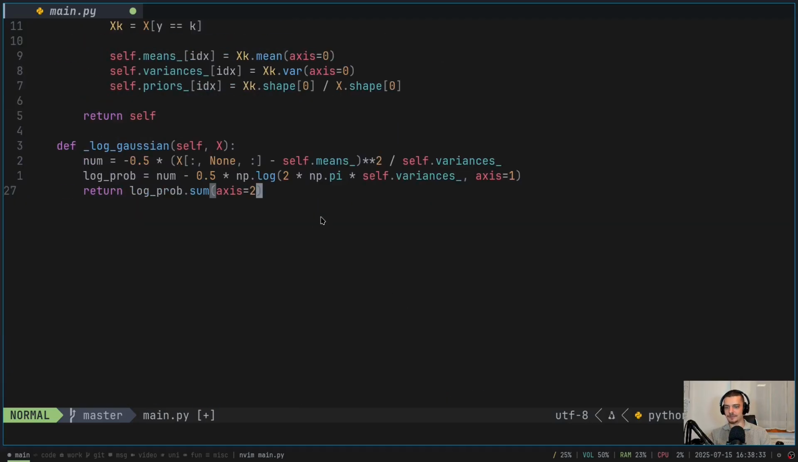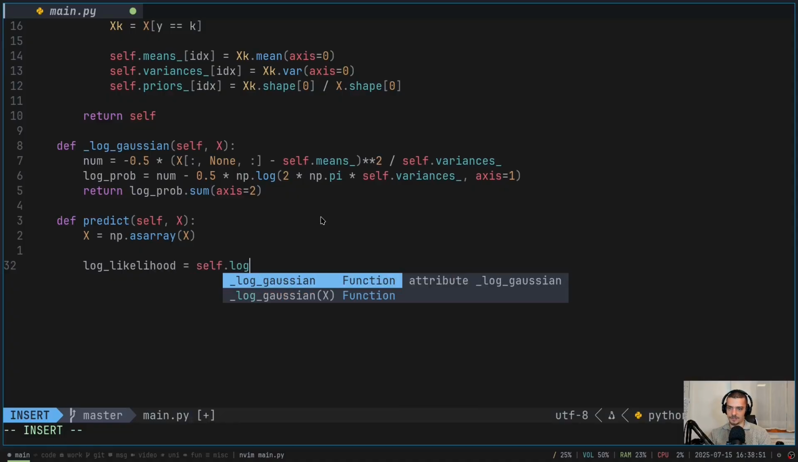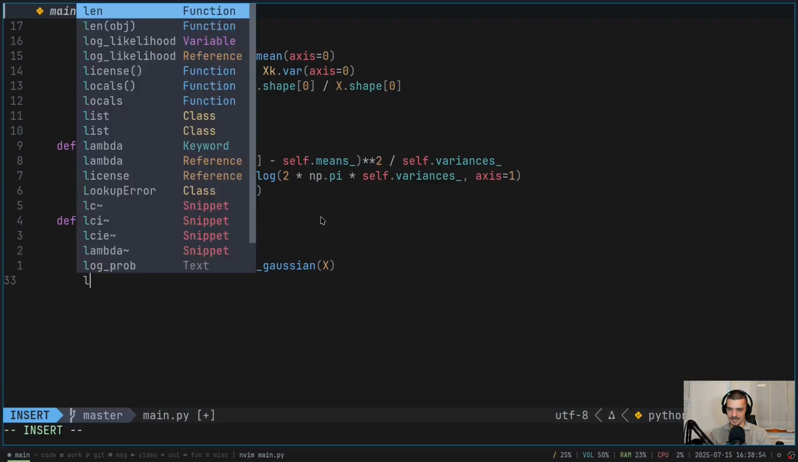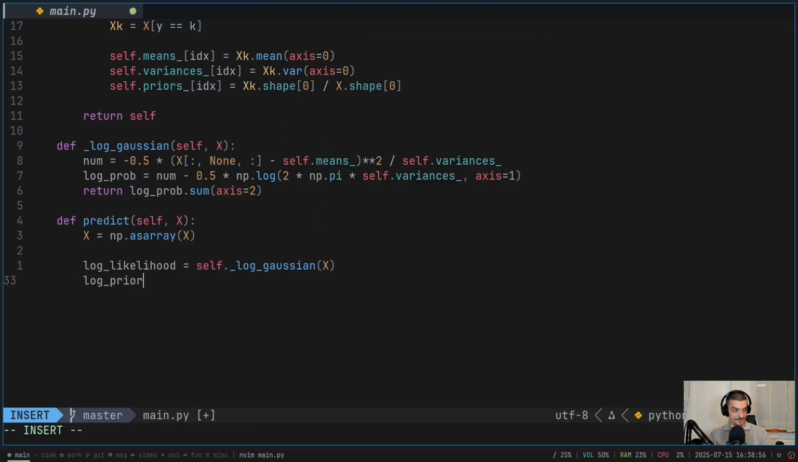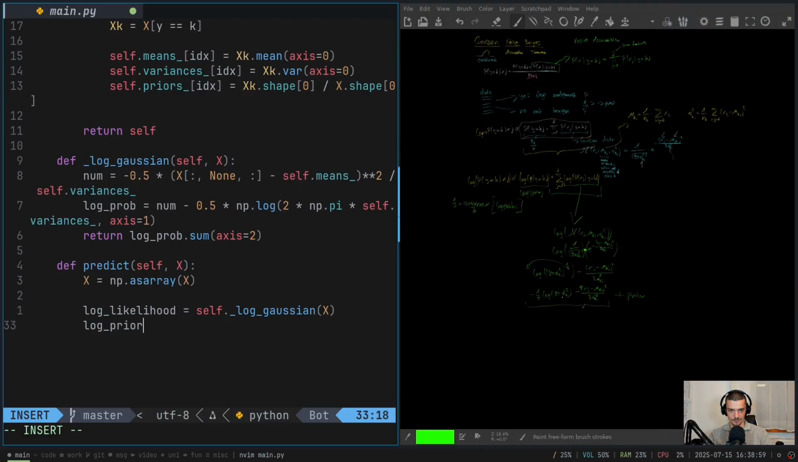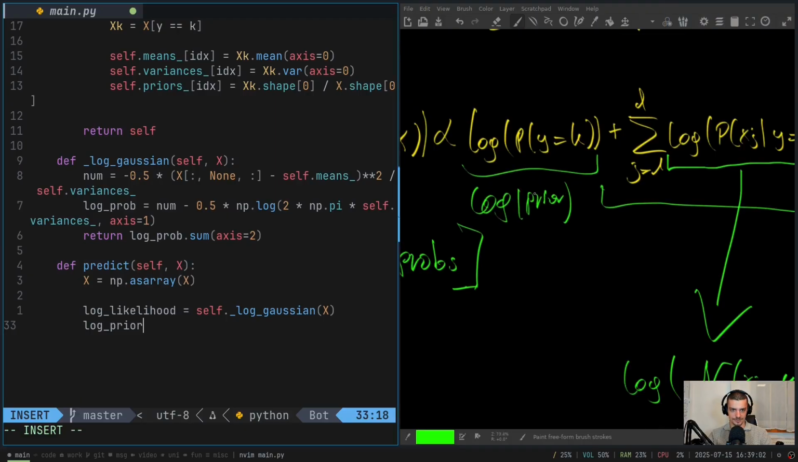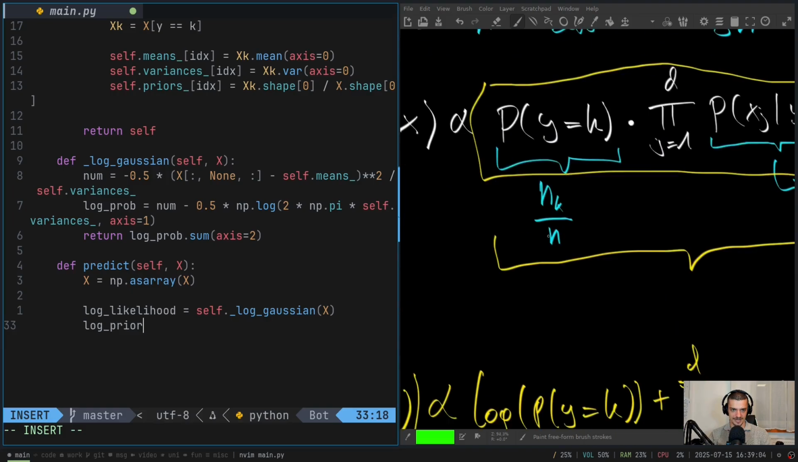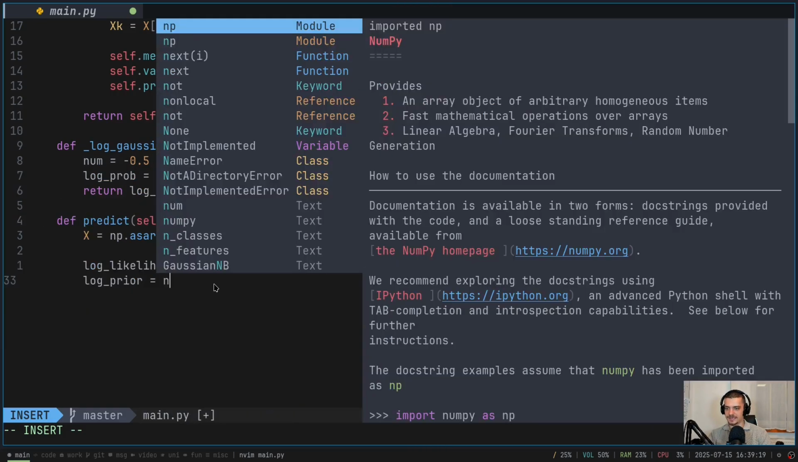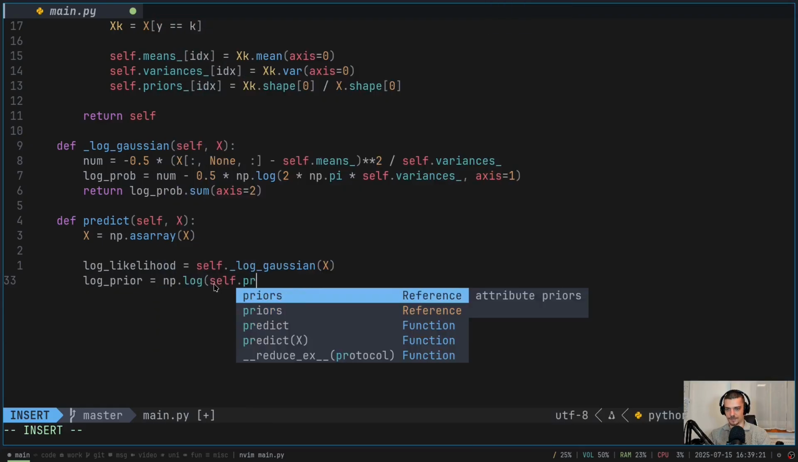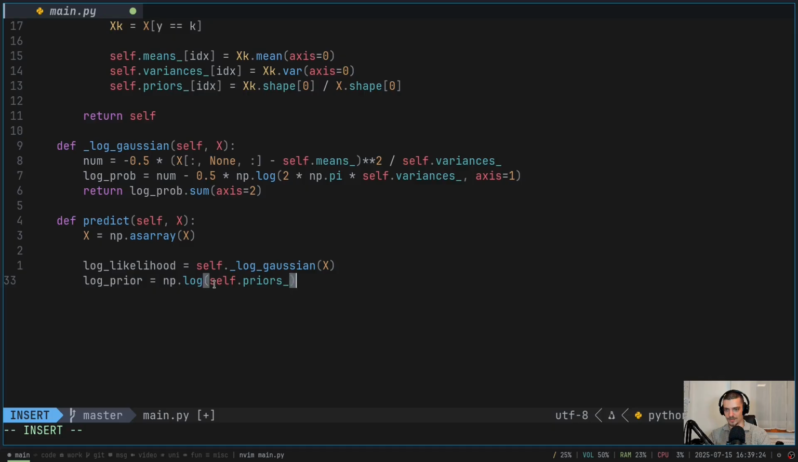The only thing left to do now is the prediction logic. So def predict is going to be using that. We're going to get some x as input, and x is going to be turned into an array if it isn't an array already. Then log_likelihood is equal to self.log_gaussian(x). And then we need the log prior probability. We didn't have that yet. Remember, we just implemented this bottom part here. We didn't talk yet about the prior probability, which is n_k over n. So the log prior probability is equal to np.log(self.priors). We calculated that as well.